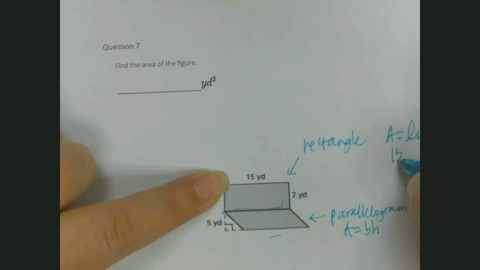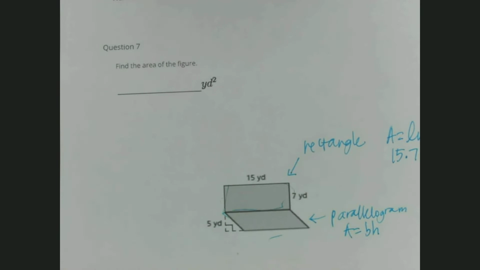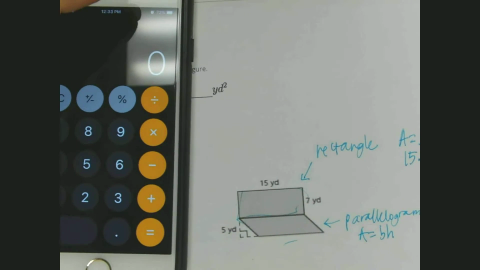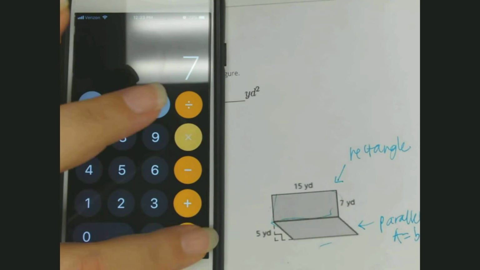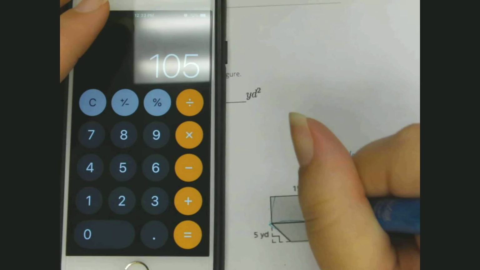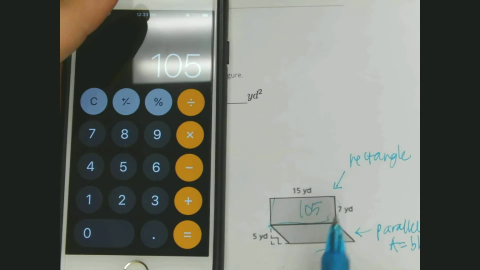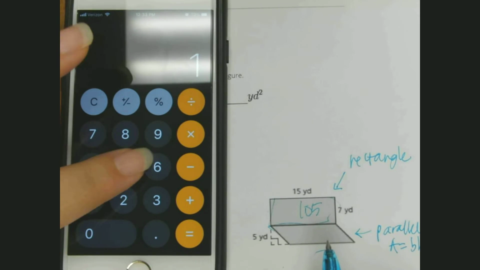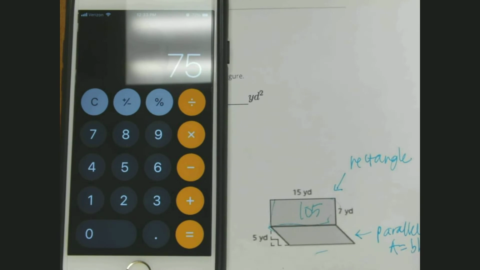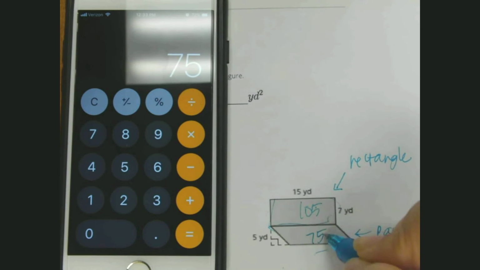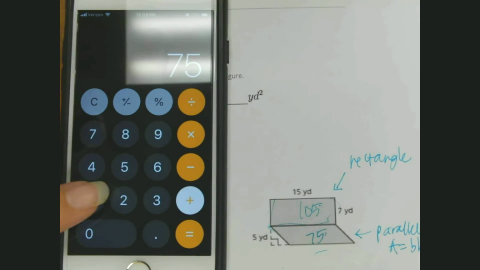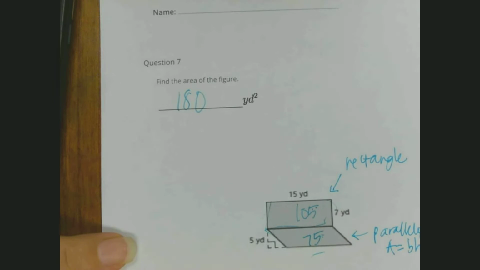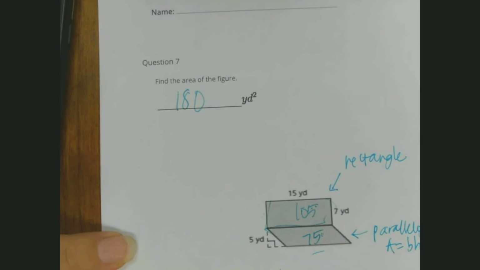So on this one, it's 15 times 7, and that equals 105. And then this parallelogram would be 15, because it's the same as this side, 15 times 5, which equals 75. Then if you remember, I need to add these two together. So 75 plus 105 equals 180 yards squared. So add those, get 180 yards squared.